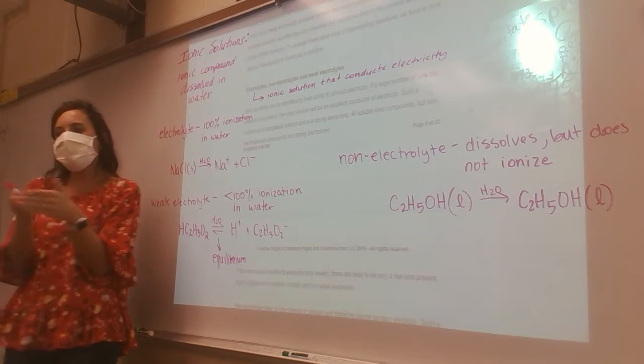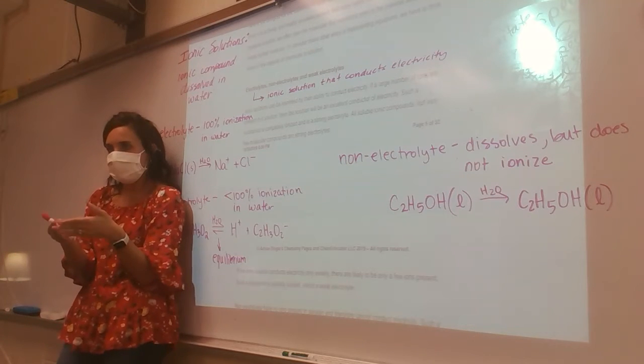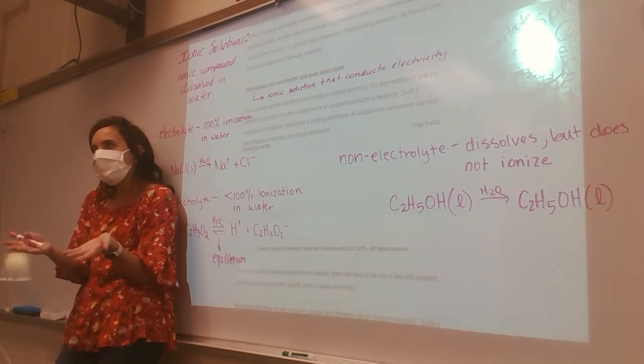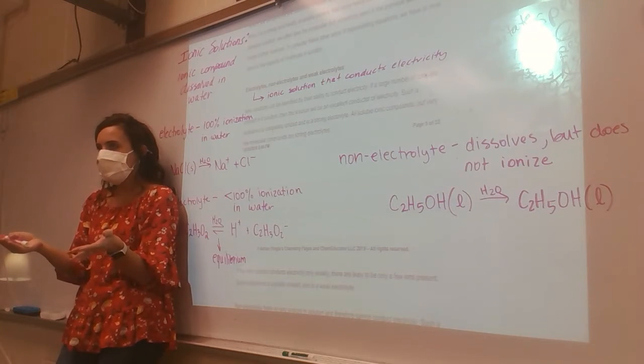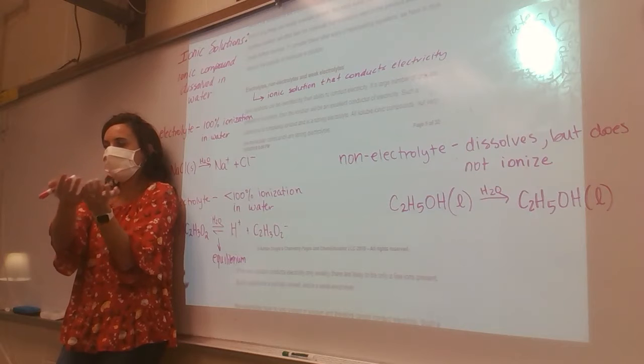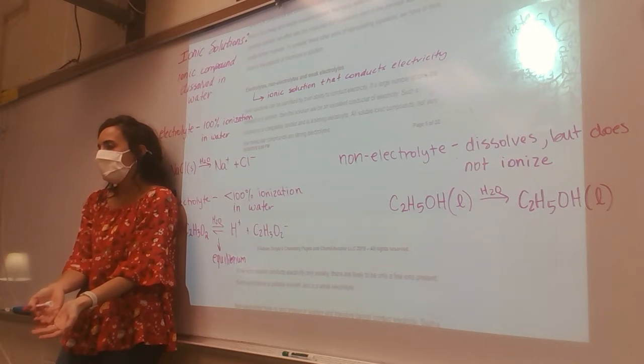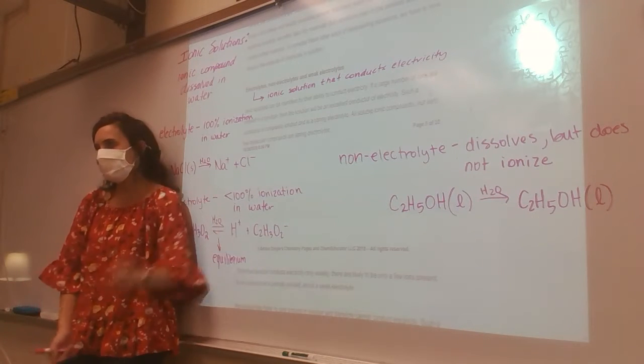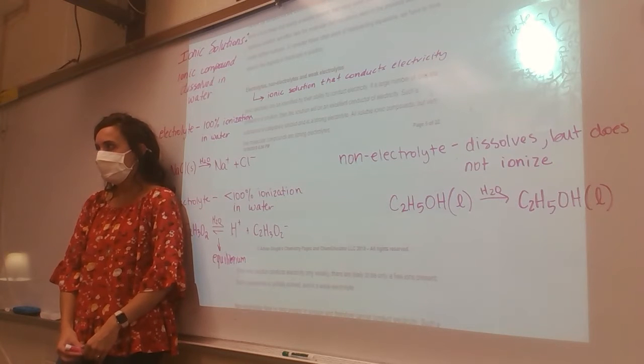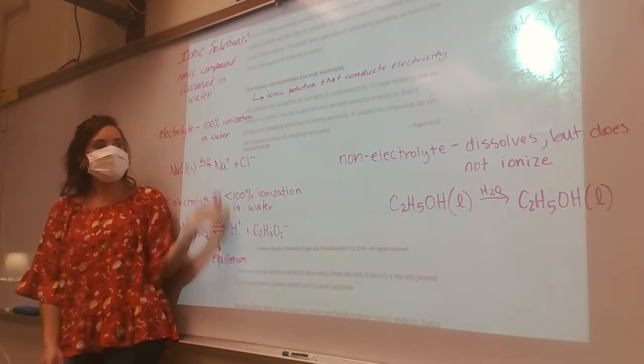Same thing happens when you put sugar in a drink, like sugar in coffee. You don't get sugar ions. There's no ions there. It's just big sugar particles turn into really tiny sugar particles. And that's what dissolving is for non-electrolytes. You see the difference? Ions, no ions.